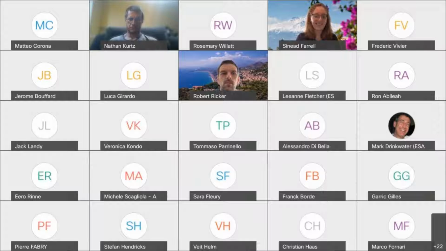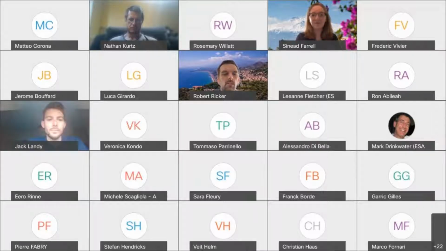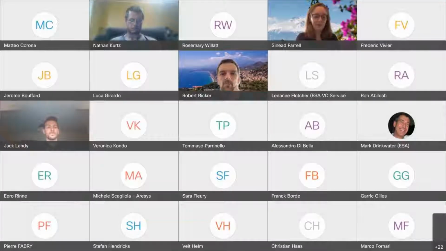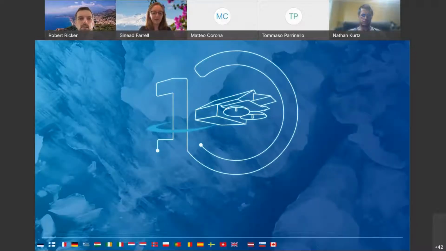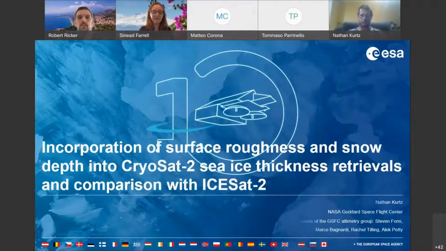So he's from NASA Goddard Space Center, and he has been involved in CryoSat 2 also since a long time. He also developed his own CryoSat 2 ice thickness and freeboard product. He was involved in lots of IceBridge campaigns and Calval activities. And his talk today is about the incorporation of surface roughness and snow depth into CryoSat 2 sea ice thickness retrievals and the assessment with IceSat 2. And yeah, Nathan, so it's yours now.